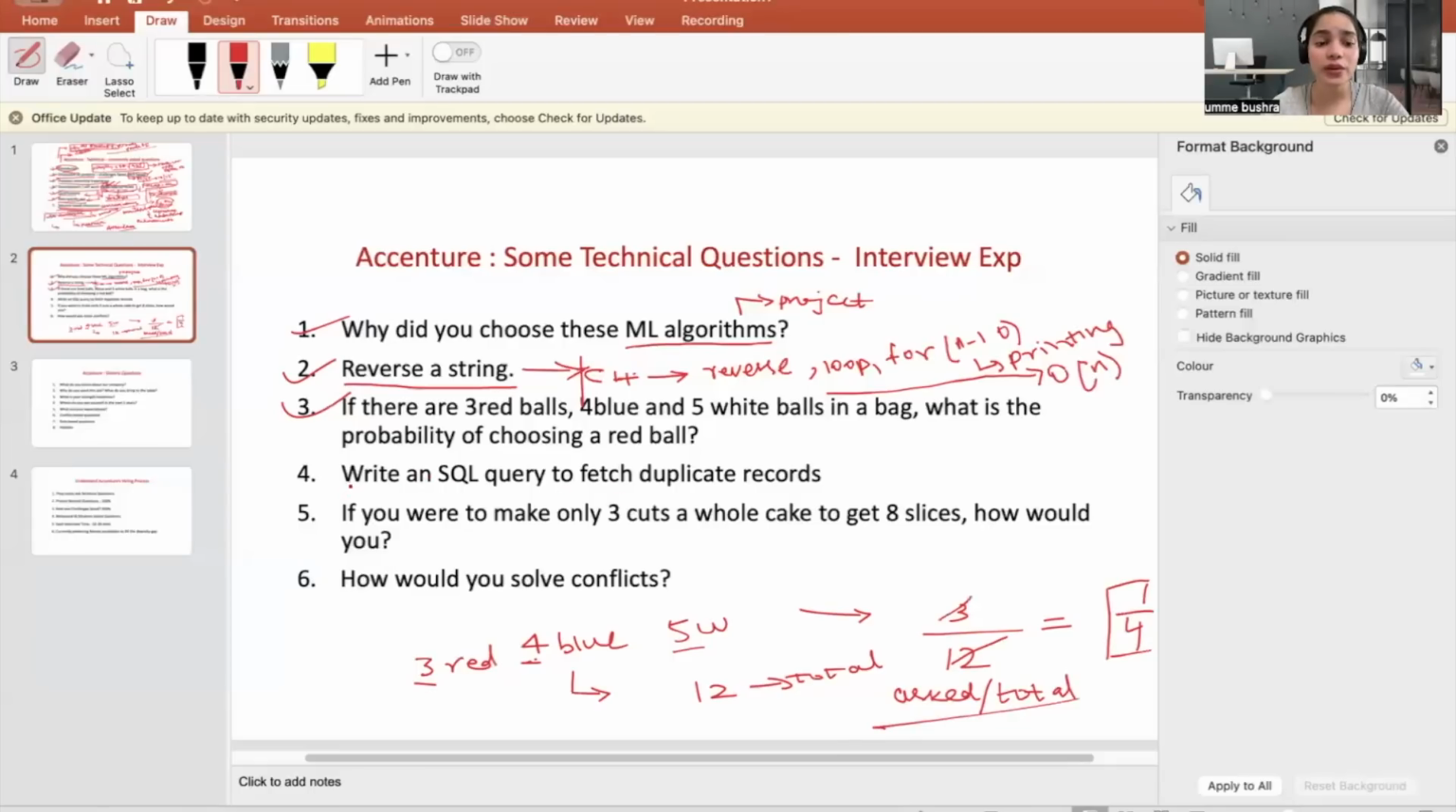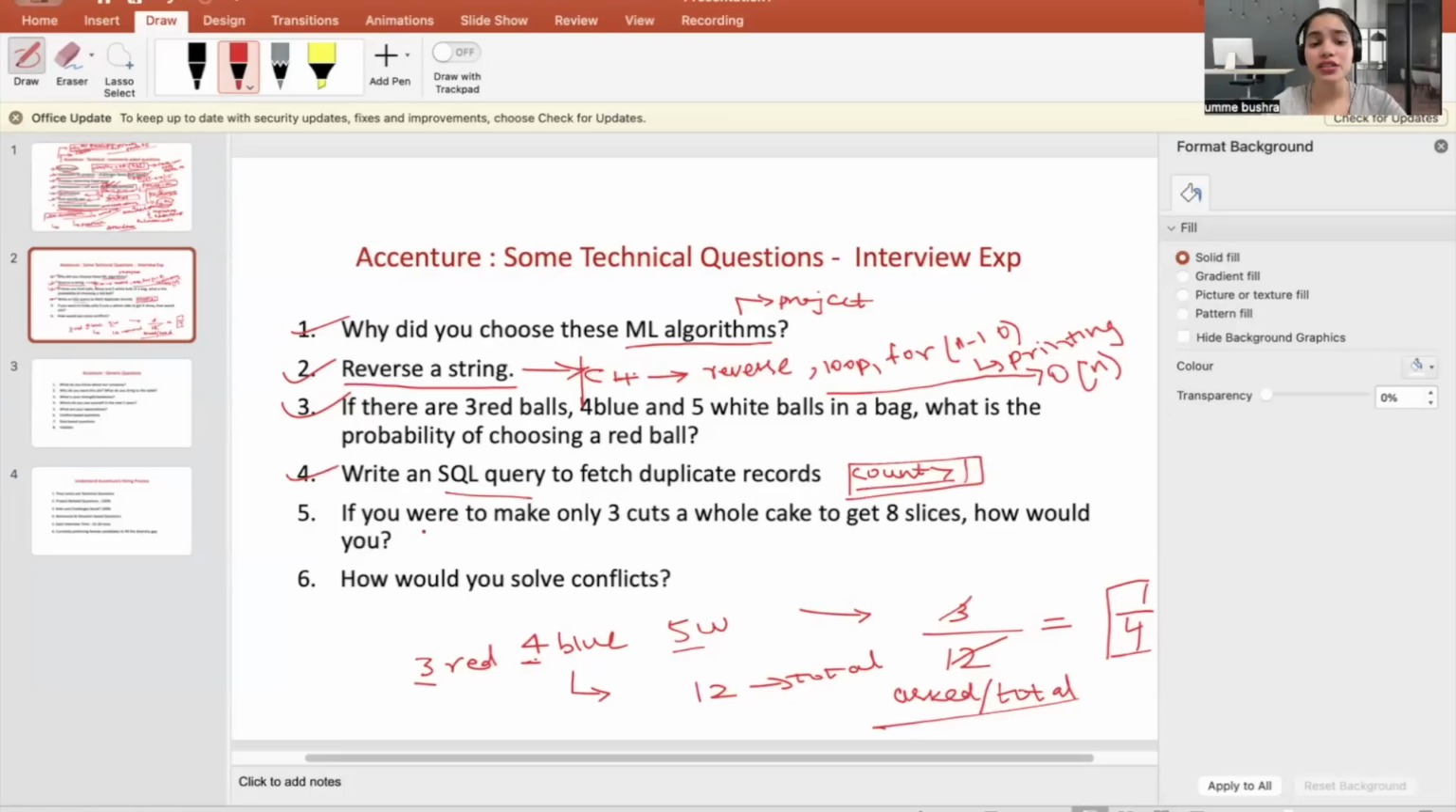So the next question is, write an SQL query to fetch duplicate records. This is like for the analyst role, where they're asking for SQL queries where you can write the duplicate records. There's one approach where you can count if it is greater than 1. You can select the records where the count is greater than 1. So this is one of the approaches that you can use.